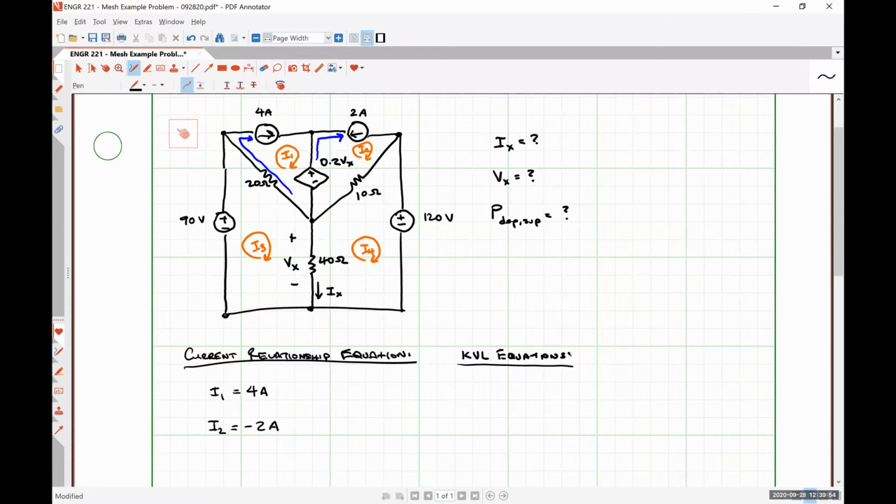So what's the first thing that I see following mesh current I3 around its clockwise path? All right, so it's the 90-volt source. Do I see the negative polarity terminal or the positive polarity terminal first? The negative polarity terminal. So that means I'm going to have negative 90 volts. So it's the exact same rules as we discussed when we covered Kirchhoff's voltage law. What do I see next?